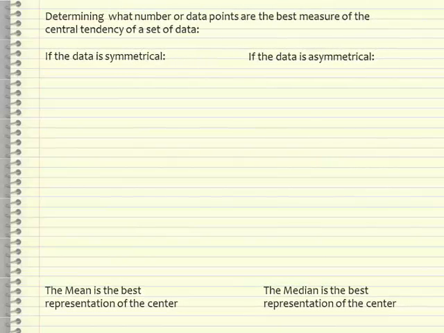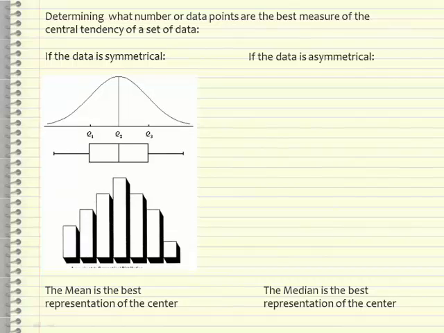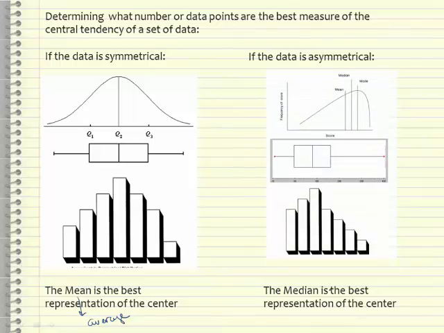Okay, determining what number or data points are the best measure of the central tendency of data. If your data is symmetrical, then the mean is the best representation of the center, and again, the mean is the average. If your data is asymmetrical, then the median is the best representation of the center, and this is again the middle number.